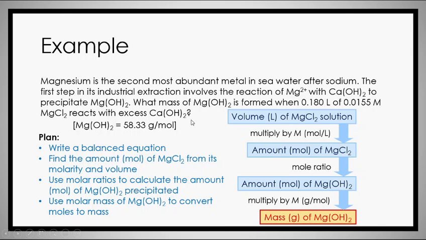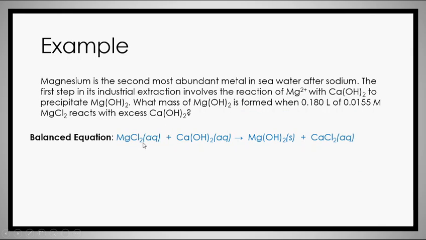The balanced chemical equation for this one is MgCl2 aqueous plus calcium hydroxide aqueous gives you magnesium hydroxide solid plus CaCl2 aqueous. Please note, I didn't technically tell you this was a solid, but one hint that it may be the precipitate is that I'm asking for the mass of it. Typically in chemistry, we normally don't ask for the mass of liquids unless we give you a density along with it. So that could have been a hint.